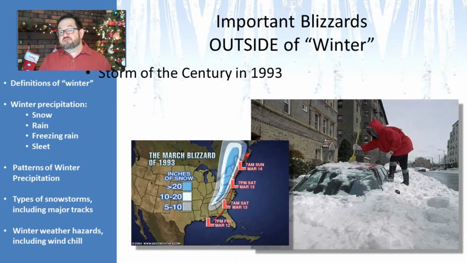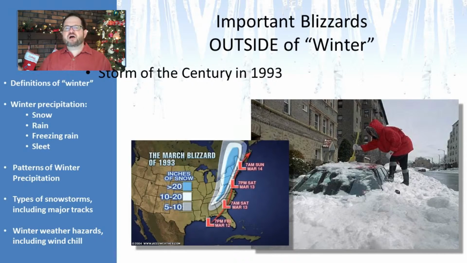Another good example of a major, history-making winter storm that happened outside of the period of winter is the so-called Storm of the Century, which happened in 1993. This was March of 1993, March 13th.